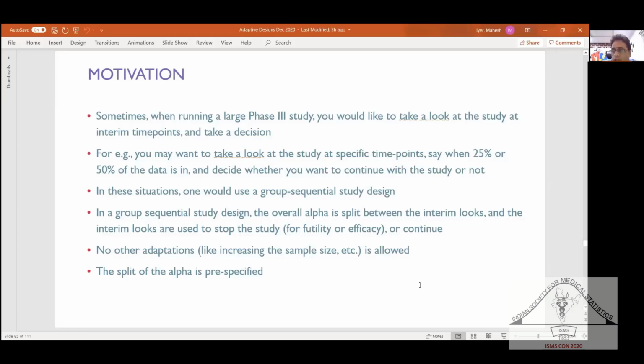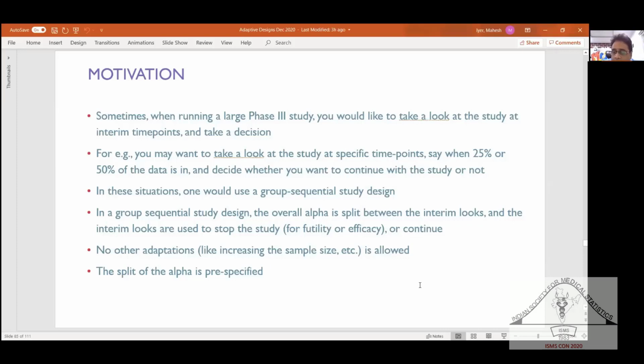The only adaptation that is possible in a group sequential design is to continue the study or stop the study for either futility or efficacy. You can't do anything else. You can't increase the sample size. You can't do any of that stuff.